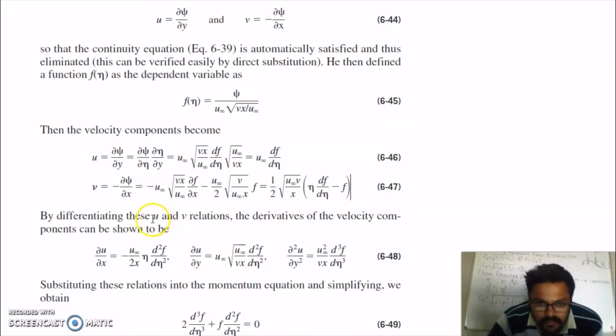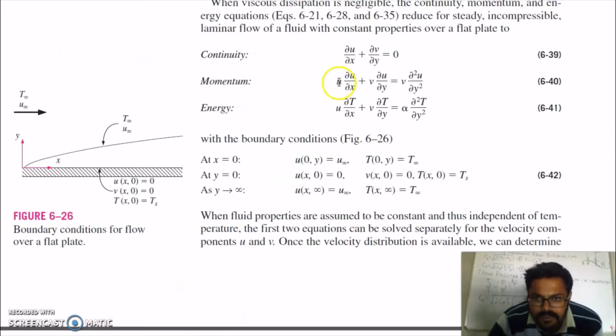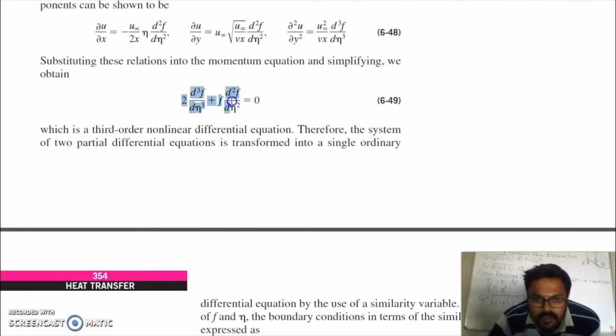Now you have u in terms of this function and v in terms of this function. You have to find del u by del x, del u by del y, and del square u by del y square. After that, you put these three values in this momentum equation. On simplifying, you will get this equation, which is a third order nonlinear differential equation. Therefore, the system of two partial differential equations is transformed into a single ordinary differential equation.